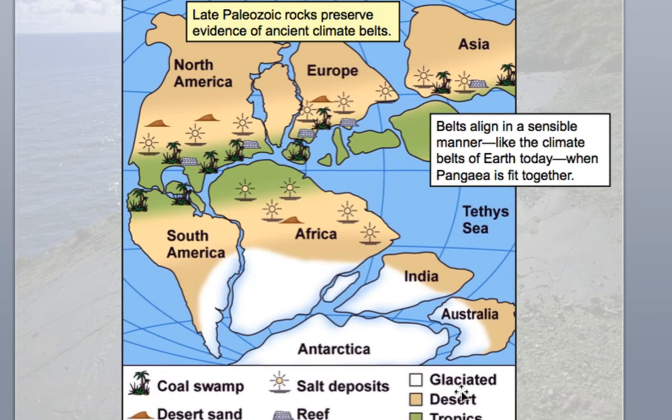So what do we got here? We got desert, tropics, reefs. Remember, coral is composed of the rock called limestone. And that limestone rock is composed of a mineral called calcium carbonate. We'll get into that as we go along. And then here we have the sand dunes for desert. So by reconstructing the climate belts, it makes sense, in this case really Gondwana, more so than Pangaea here.